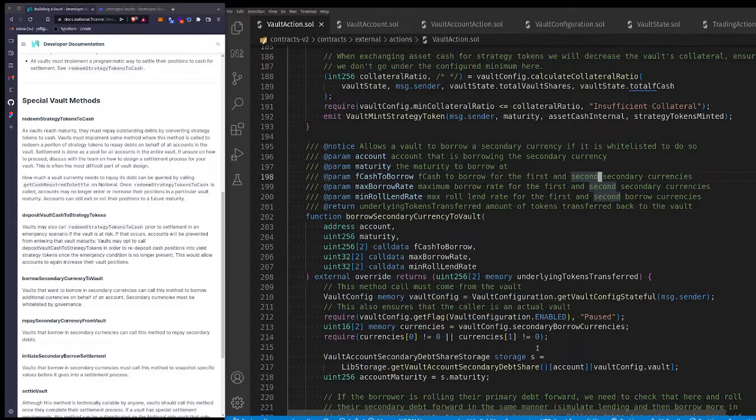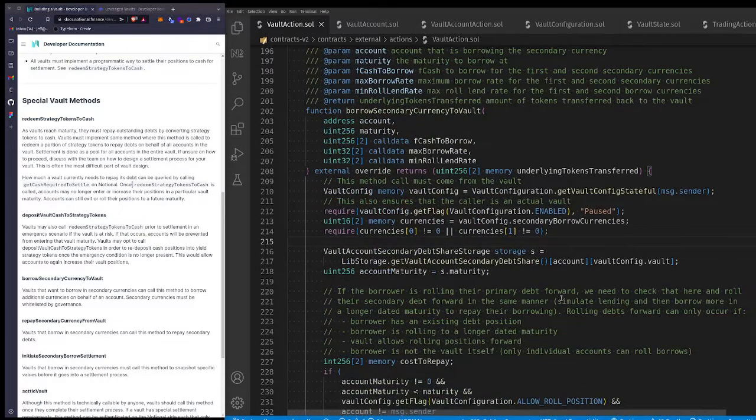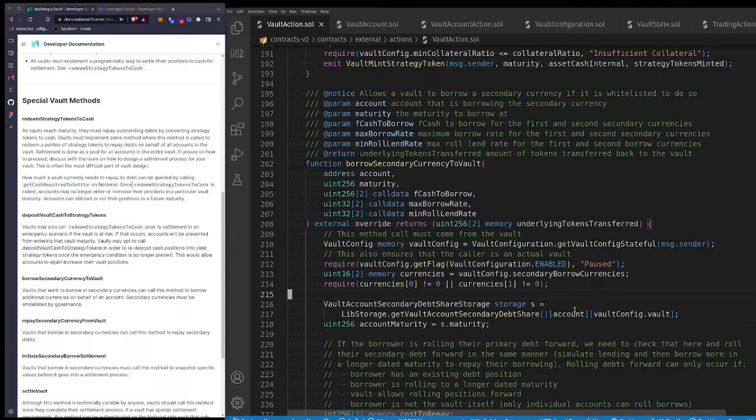The rest of the special vault methods are related to borrowing secondary currencies. Borrowing secondary currencies adds a fair bit of complexity to vault design, and so many vaults may not need it. But for some vaults, this is a feature that might be useful to certain strategies, such as providing liquidity on a volatile, stable token pair.